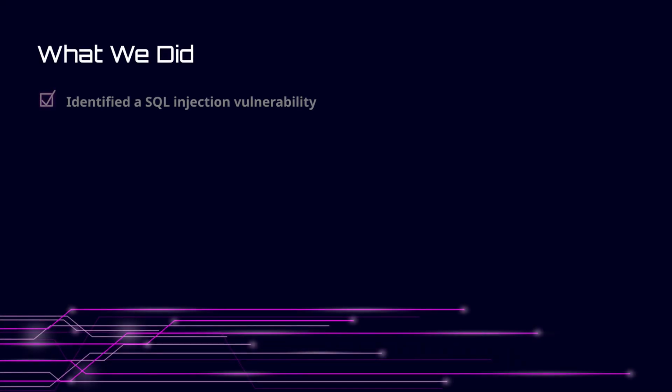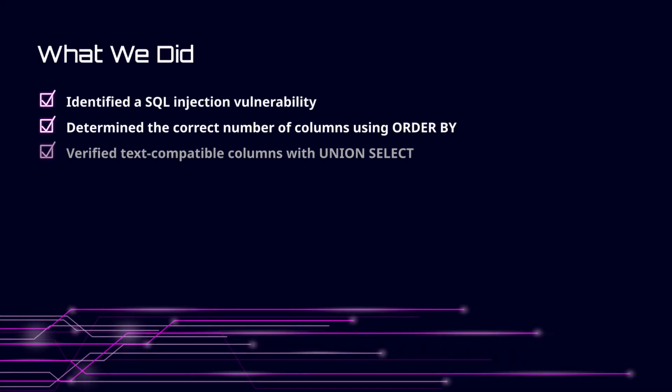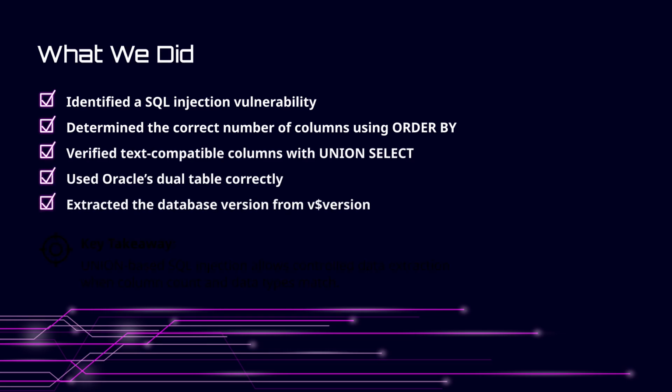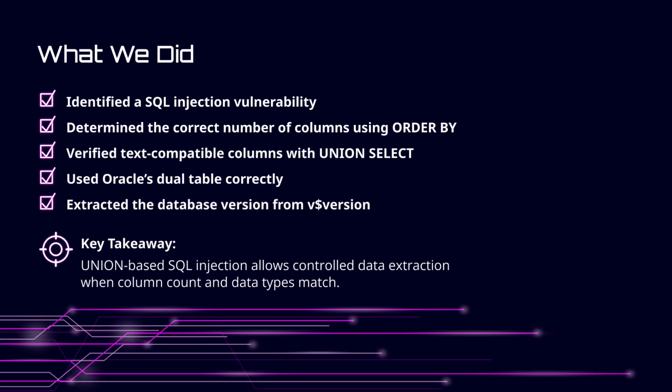Let's quickly summarize what we did in this lab. First, we identified a SQL injection vulnerability in the category parameter. Then, we determined the correct number of columns using the order by technique. After that, we identified which columns were compatible with text data using a union select test payload. Because this was an Oracle backend, we used the special dual table and applied Oracle-specific syntax. Finally, we extracted the database version from the version view using a union-based SQL injection.